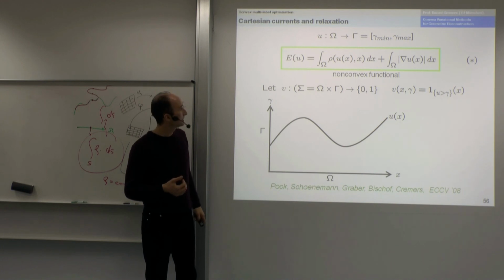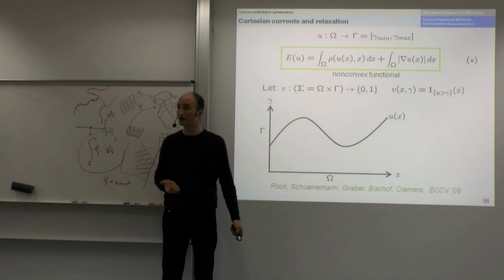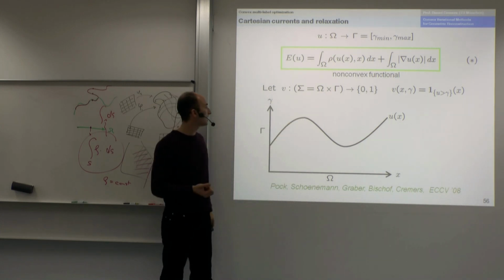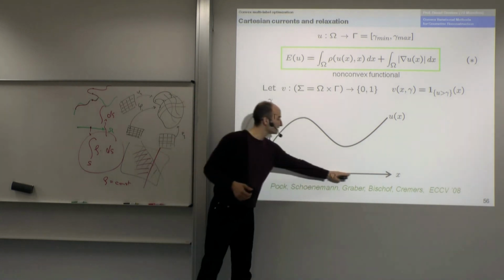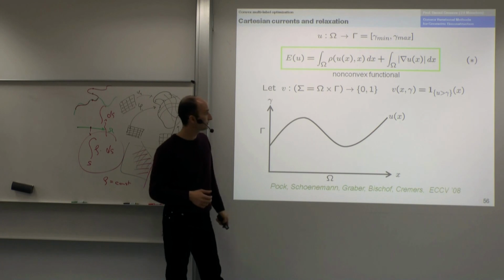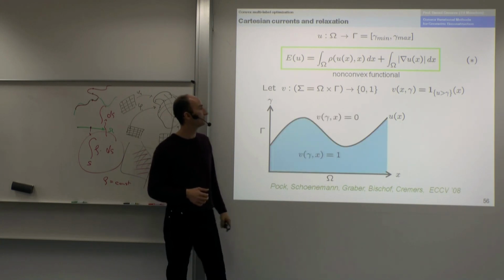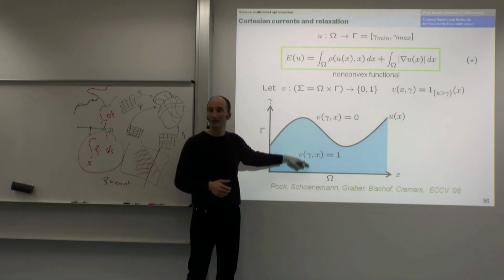The way you can rewrite this, and the idea is now to map this optimization problem back to a binary optimization problem. How do we do that? Well, let's say this is omega, the image plane. Here's the function u we want to find. Finding a function u amounts to a binary labeling of that space.